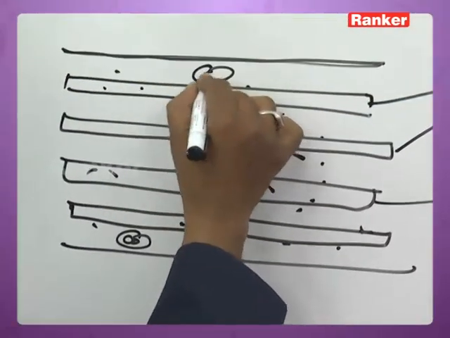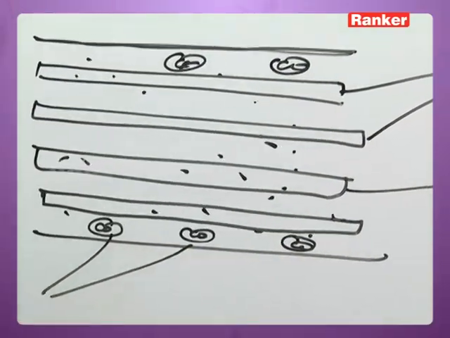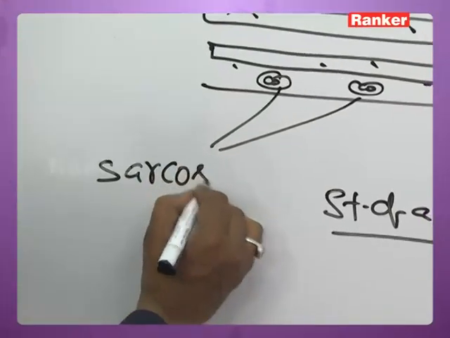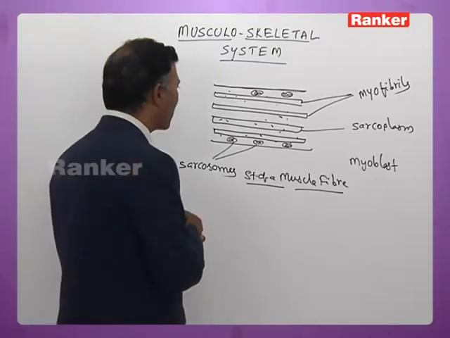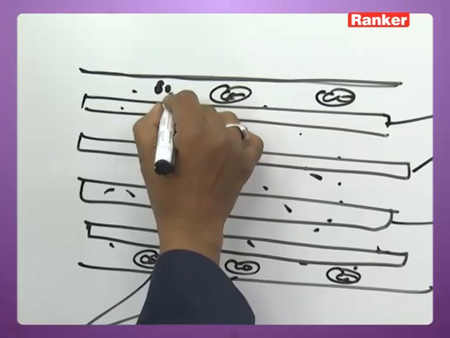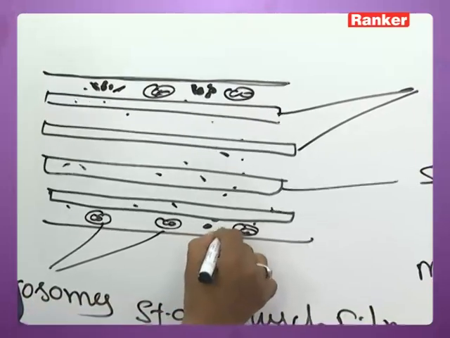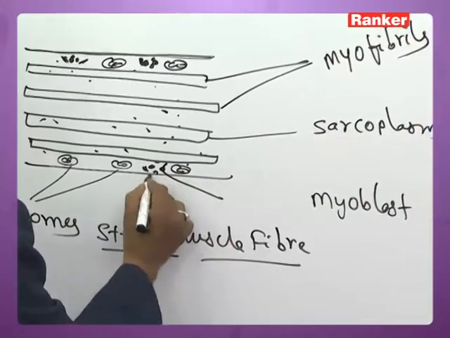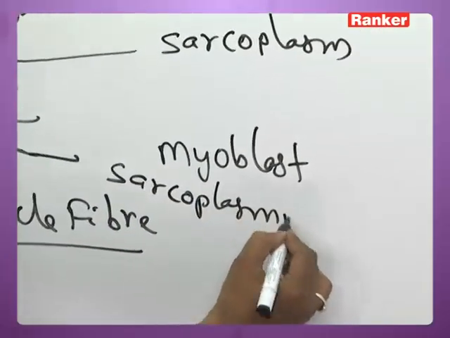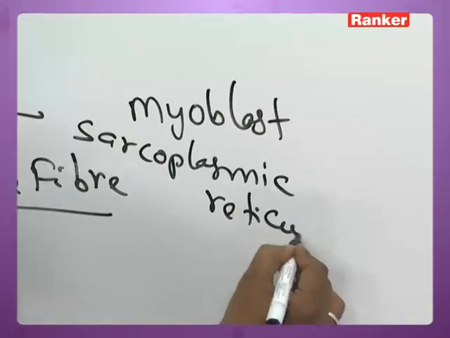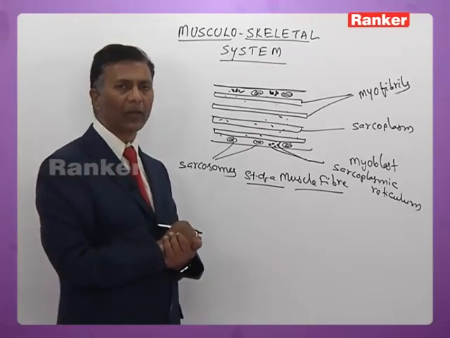Now within the sarcoplasm, there are several mitochondria. The mitochondria of the muscle fiber are called sarcosomes. Apart from this, there is an endoplasmic reticulum. The endoplasmic reticulum of the muscle fiber is called sarcoplasmic reticulum.